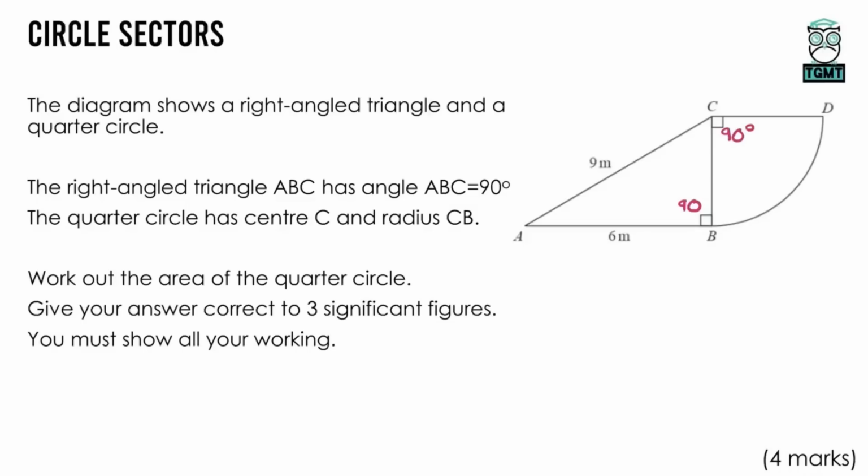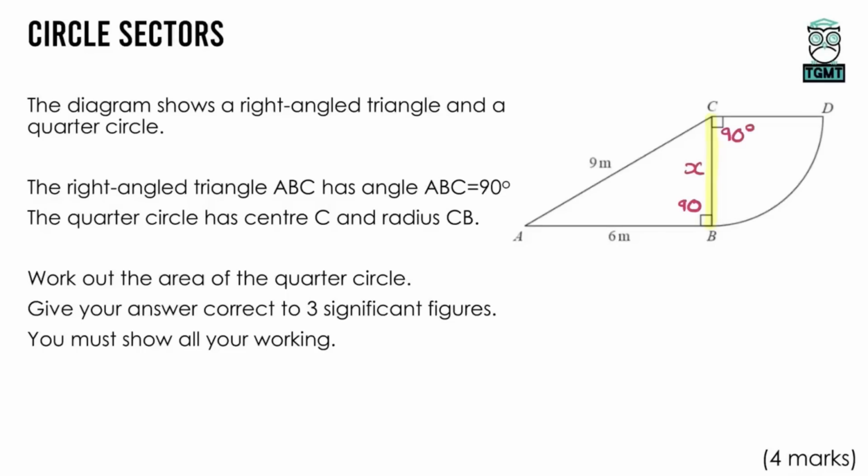Now, in order to work out the area of any circle or circle sector, we need to know the radius. And the radius here is connected in between the sector and the triangle. So, although we've already looked at this topic, this is actually involving Pythagoras. And it's another Pythagoras question where we're looking for the shorter side.